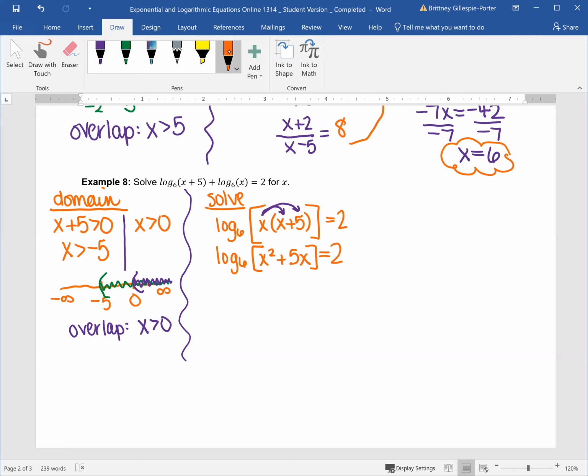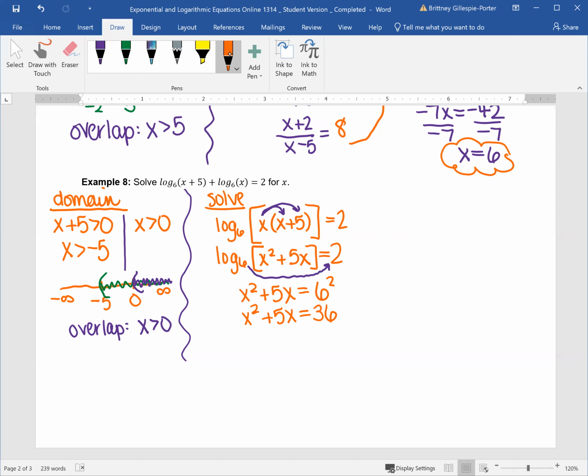Now that we have a log equal to a number, go ahead and Spider-Man it up, rewriting it in exponential form. X squared plus 5x is equal to 6 squared. Spidey, 6, swings up to catch 2. 6 squared is 36. We now have a quadratic equation. You can either use the quadratic formula or you could try to factor. You cannot use the square root property in this instance because you have a linear term.